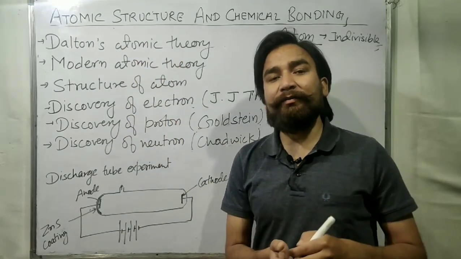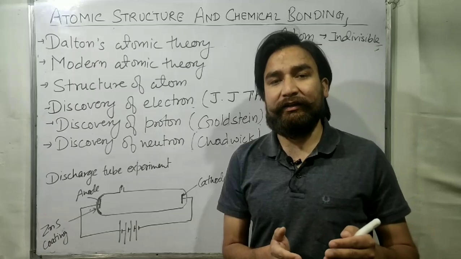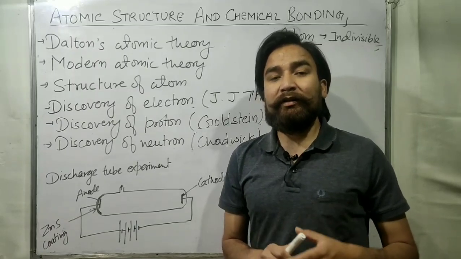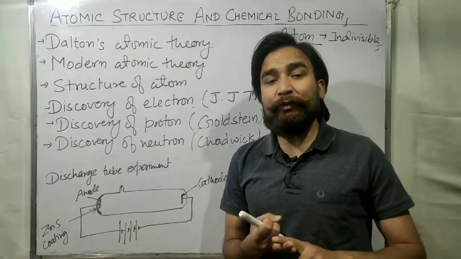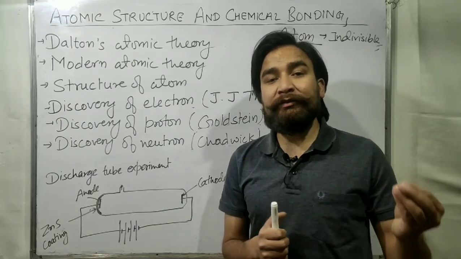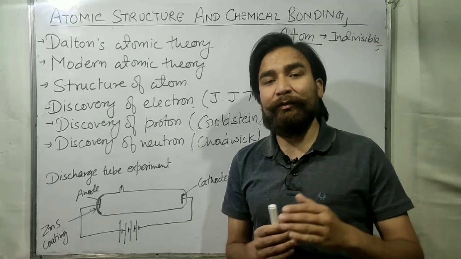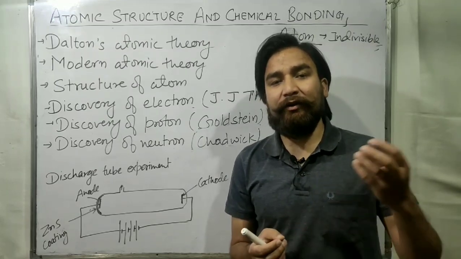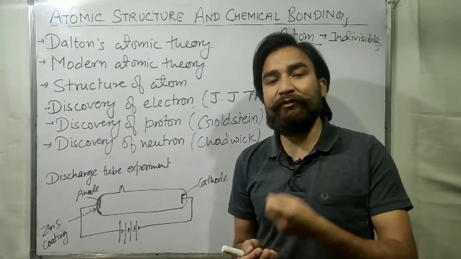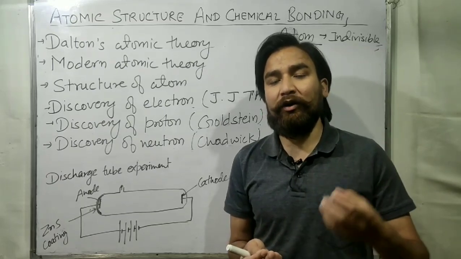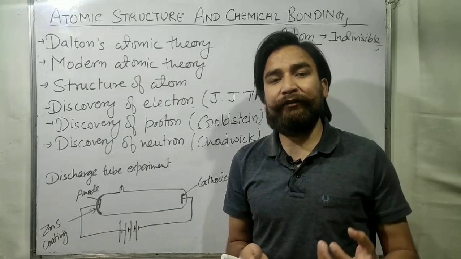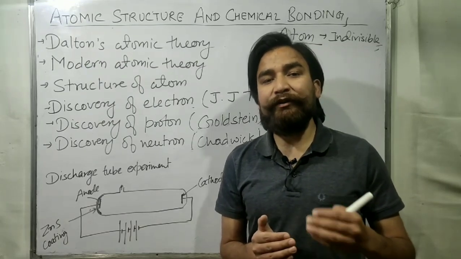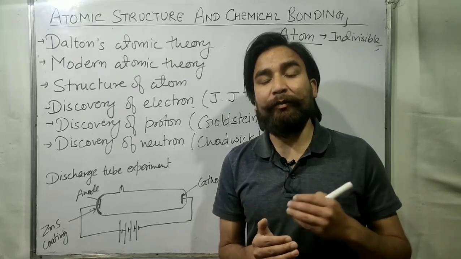Similarly, all the atoms of hydrogen will be identical. They will have same mass, they will have same size, etc. So this is the second point. The third point is the atoms of different elements will be different from each other. It means the atom of sodium will be different from the atom of hydrogen, or atom of oxygen will be different from atom of carbon, and so on. So the atoms of different elements will be different in properties.